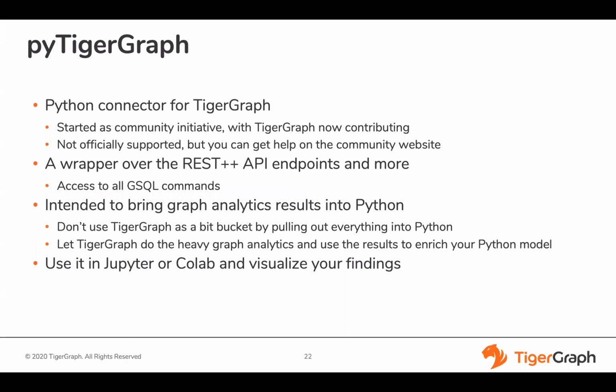It started as a wrapper over the REST API, but we added a lot more functionality, and now it has access to all of the database functionality through arbitrary GSQL commands. The purpose of this is to bring graph analytics results into Python, but don't misuse it. Don't use TigerGraph as a bit bucket by pulling out everything into Python. Let TigerGraph do the heavy graph analytics and use the results, the output, for example, for queries to enrich your Python model. And obviously, PyTigerGraph being Python, you can use it from Jupyter or Colab or any Python applications to get the data and visualize your findings.